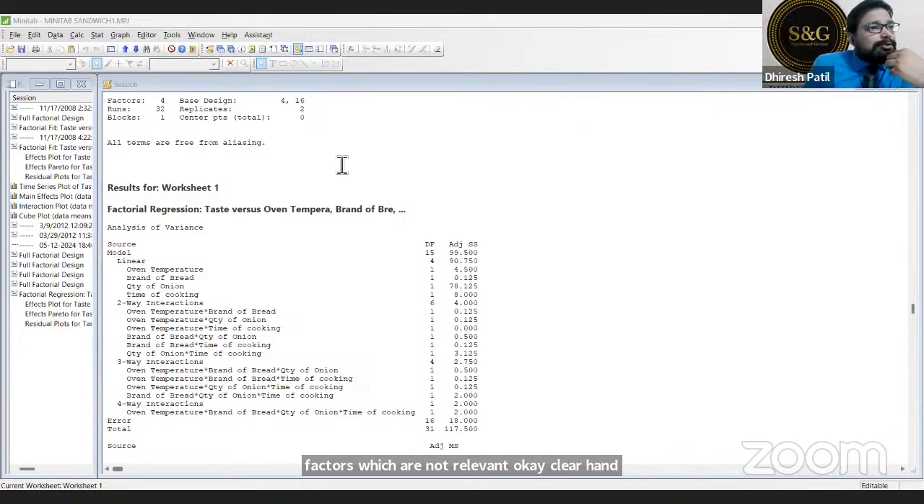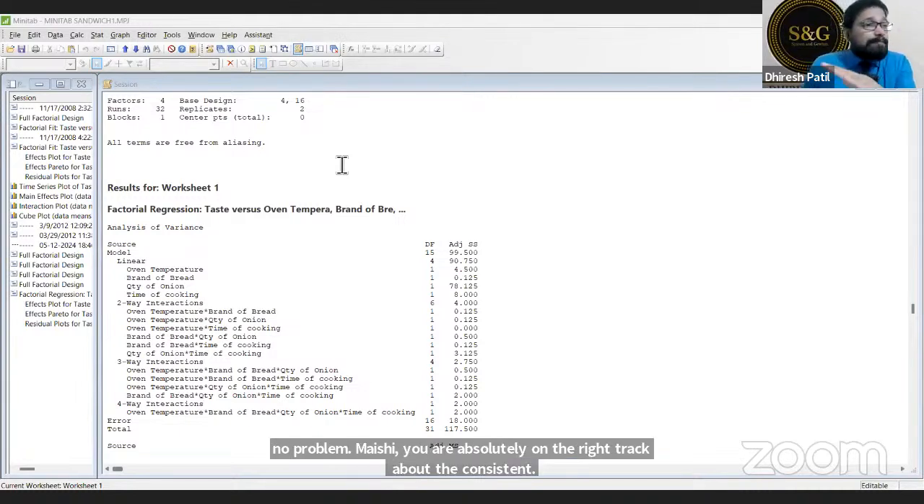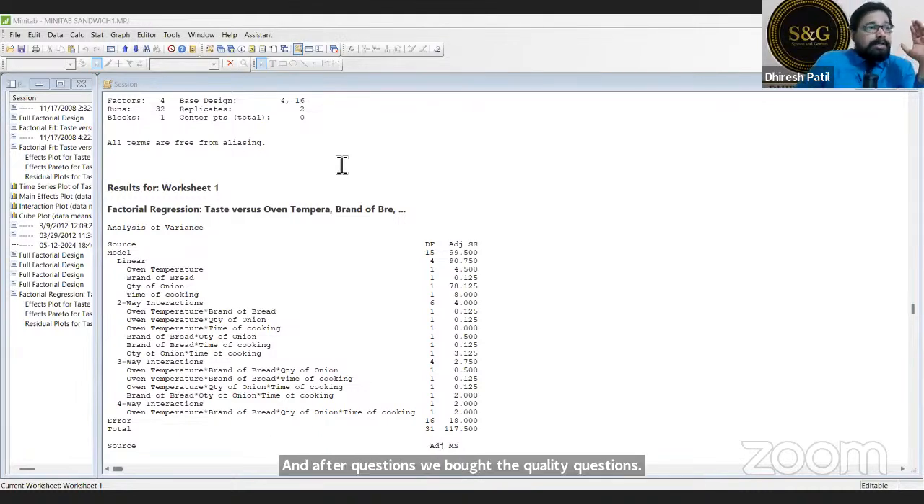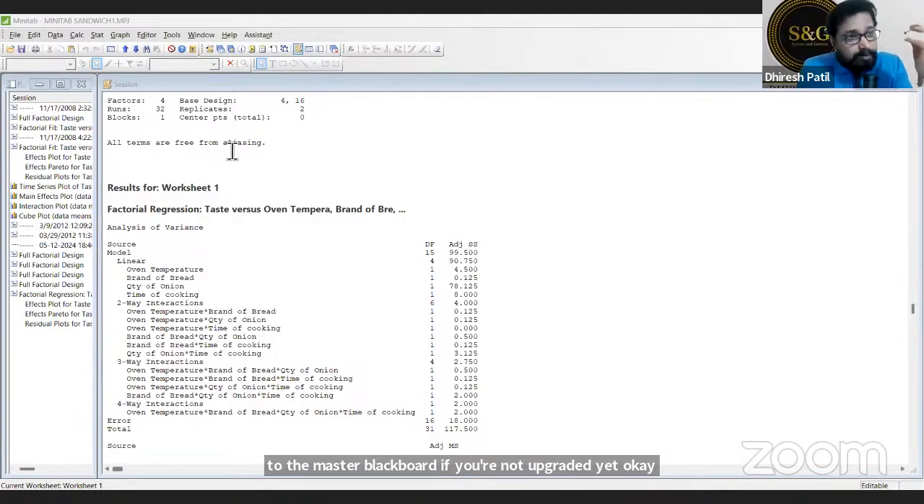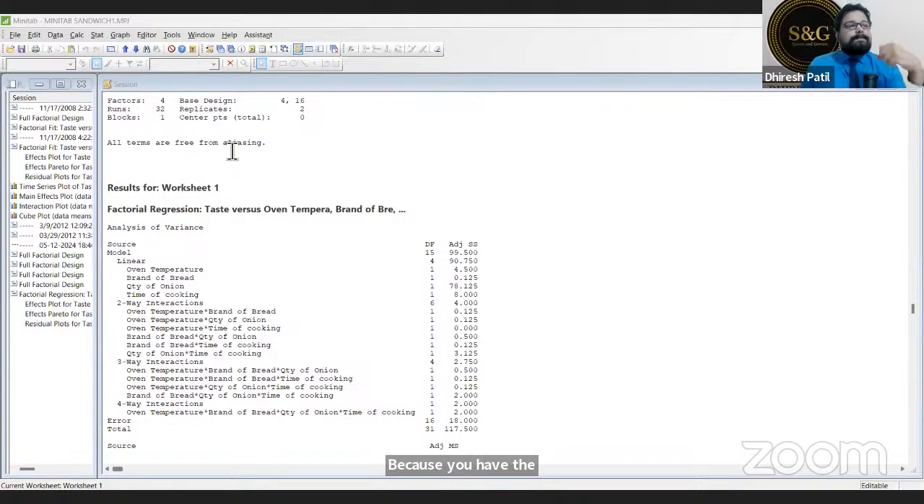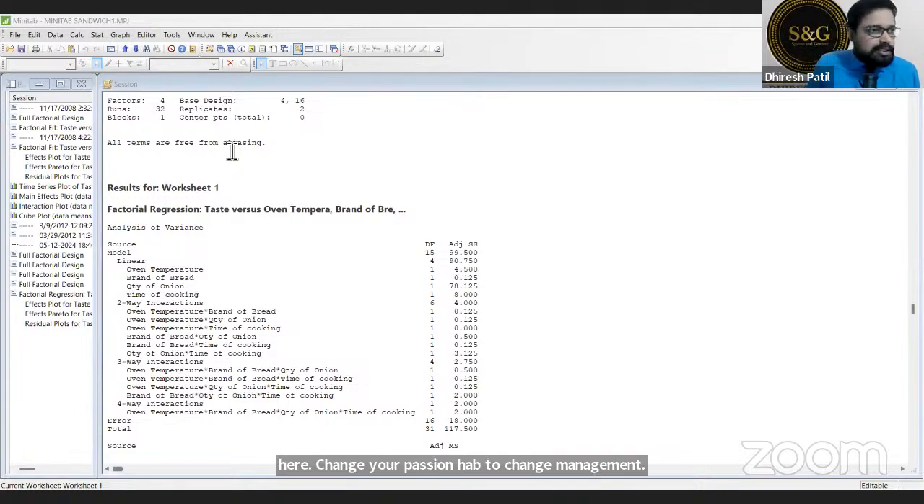Hold on a minute, but Fertility is not connected yet. Yes, no problem. Mahesh ji, you are absolutely on the right track. You are very consistent and your questions are always very high quality. If you have not upgraded yet, I would highly recommend you upgrade to the Master Black Belt, because you have the potential and the passion for change, for change management. So I think you should go ahead with this certification, okay?